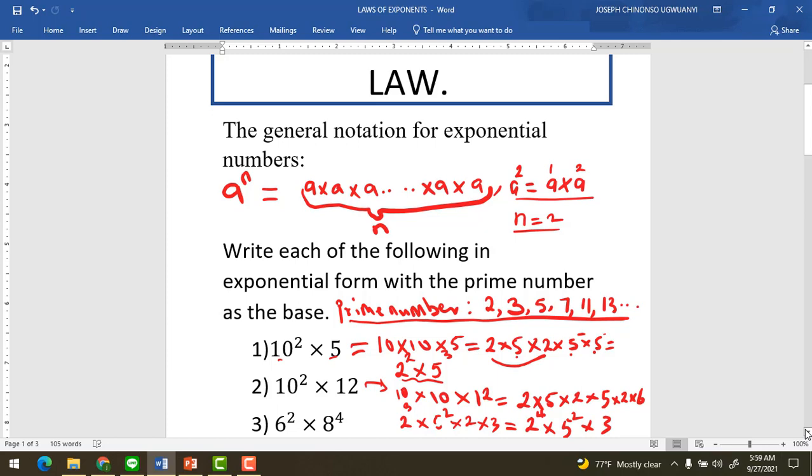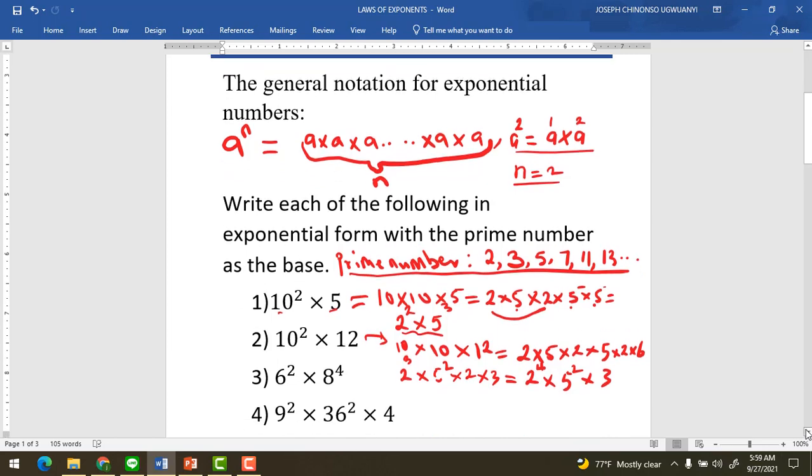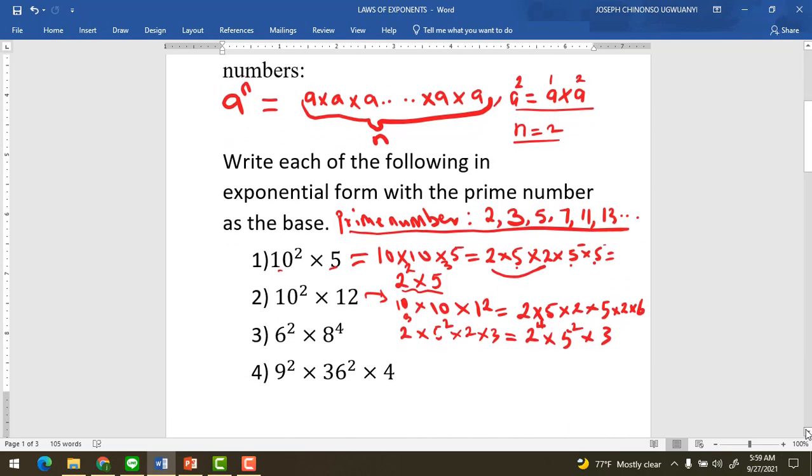Now we have written the numbers in exponential form, all with prime numbers as base. 2 is a prime number, exponent 4. 5 is a prime number, exponent 2. Then 3, exponent 1. Okay, so that is for this number. Then we can do another one here.